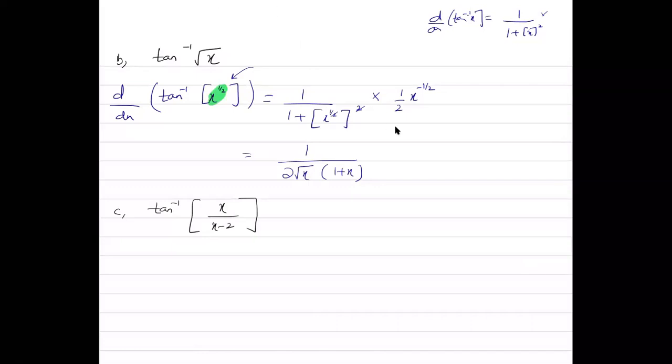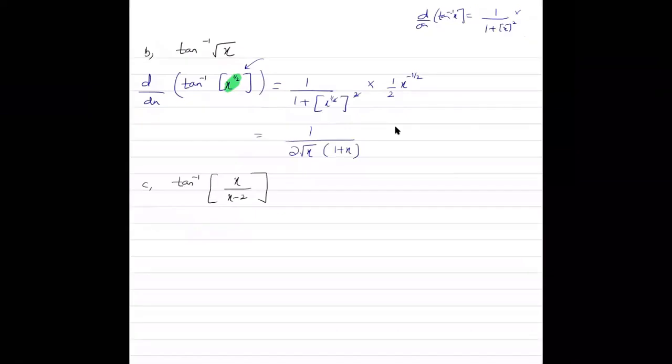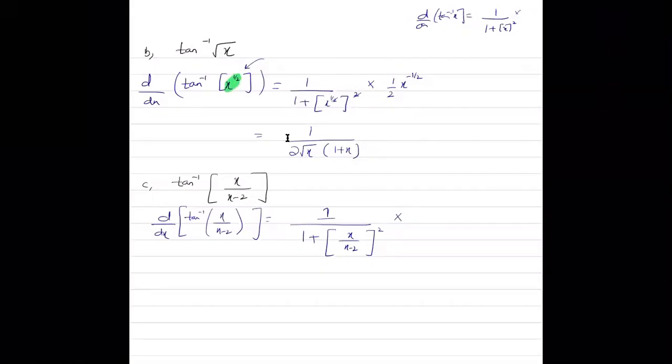All right. So the first step in differentiating tan inverse of x over x minus 2 is going to be 1 over 1 plus the term inside the bracket squared. So that is x upon x minus 2, the whole thing squared, times the differentiation of this fraction. And how do you think I should differentiate this fraction? So do you make x minus 2 to the power of minus 1? No, it's a fraction. Do you remember how to differentiate a fraction?